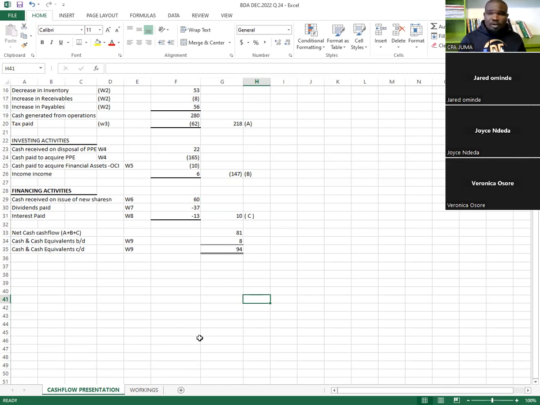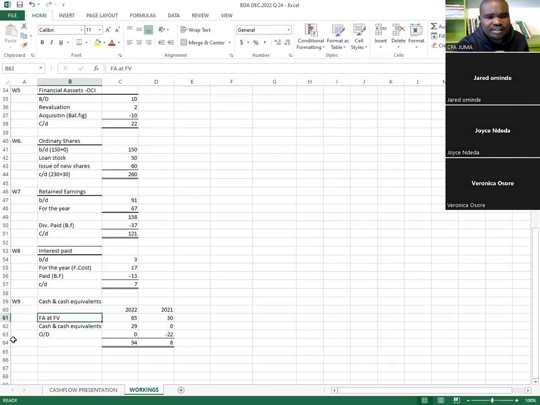Mwalimu, could it be the impact of that gain on financial assets at fair value, the 5, because that's the only 5 that is there. Under revenue. Gain on financial assets at fair value, the 5. The one appearing under current. Under revenue. Oh, yes. There is gain on financial assets at fair value. So that one should be.